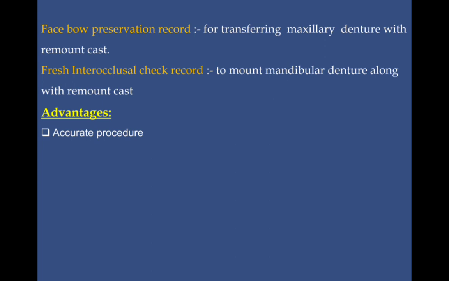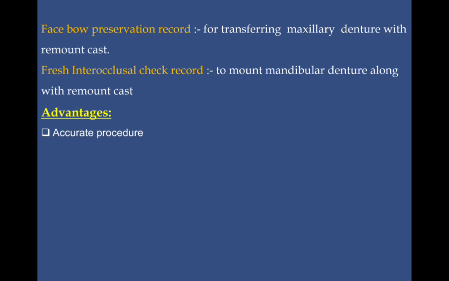During the insertion procedure, you are going to call the patient. After your patient is there, we are going to take a fresh bite. So a fresh bite is taken, which is considered your interocclusal record, and with the help of that record you are going to mount the mandibular cast on the articulator.